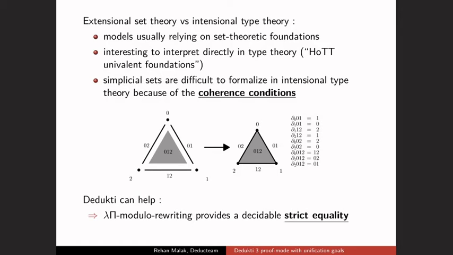But usually, these models rely on set-theoretic foundations. So especially because one of the goals of intensional dependent type theory is to build new foundations to mathematics through the univalent foundations, it would be interesting to model type theory inside type theory without relying on external foundations. And simplicial sets are known to be difficult to formalize because of the so-called coherence conditions.